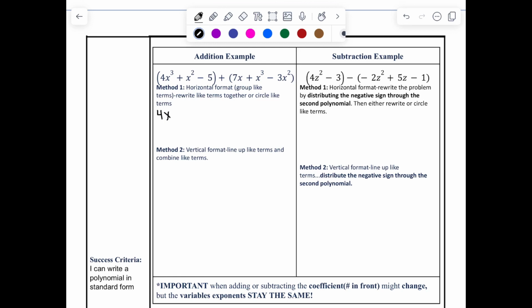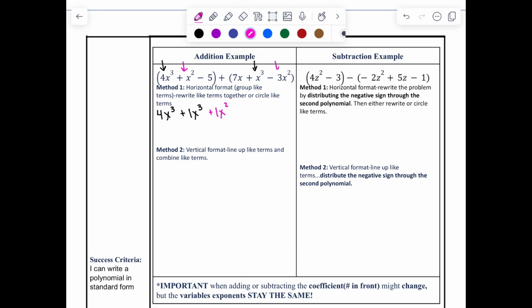The first thing that I want to do when I'm combining like terms is identify what the like terms actually are, and then I want to write them together. So the expression starts out with a 4x to the third, and I notice that there's another x to the third power. You can't see the 1, but I'm going to write the 1 in front of it just as a placeholder. Next, I'm going to go back to my first expression, and I see an x to the second power.